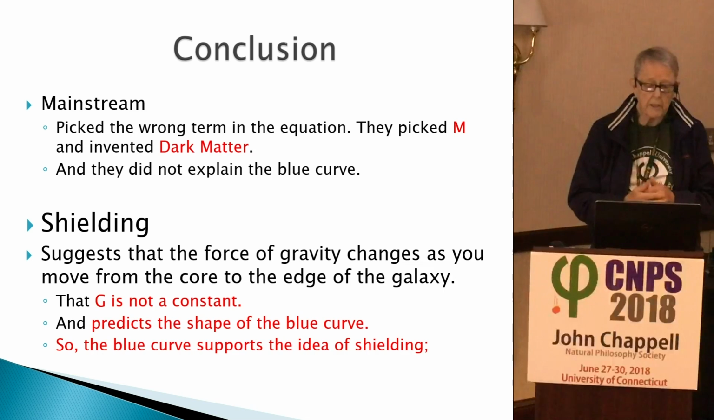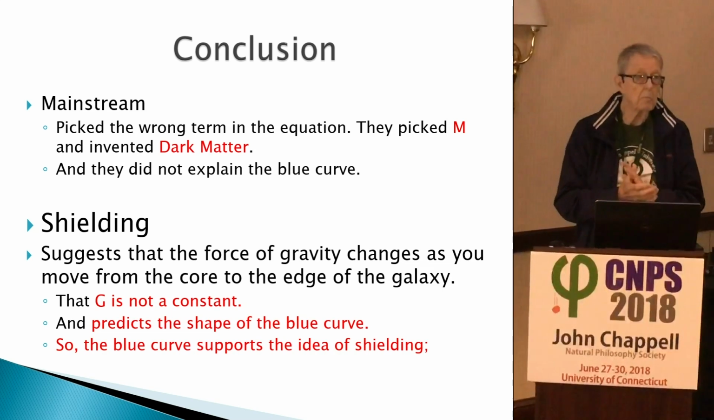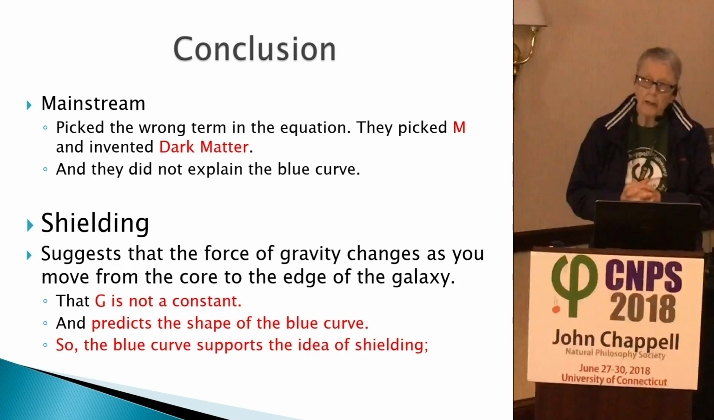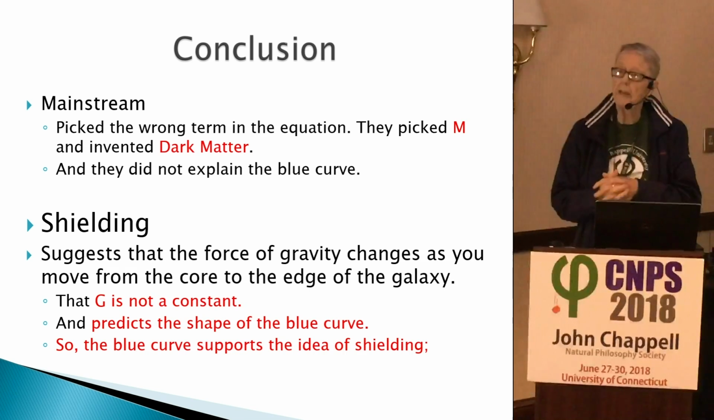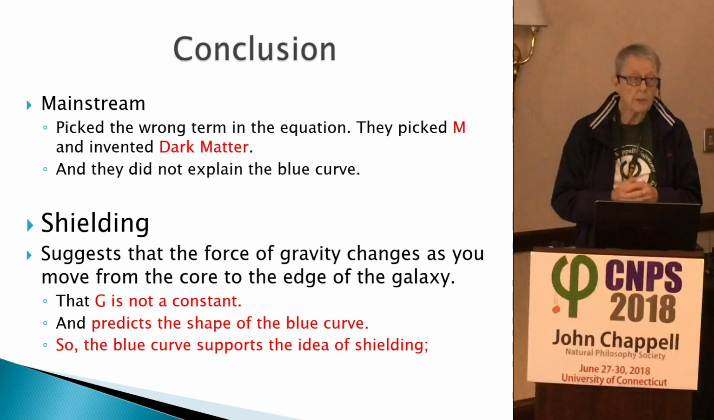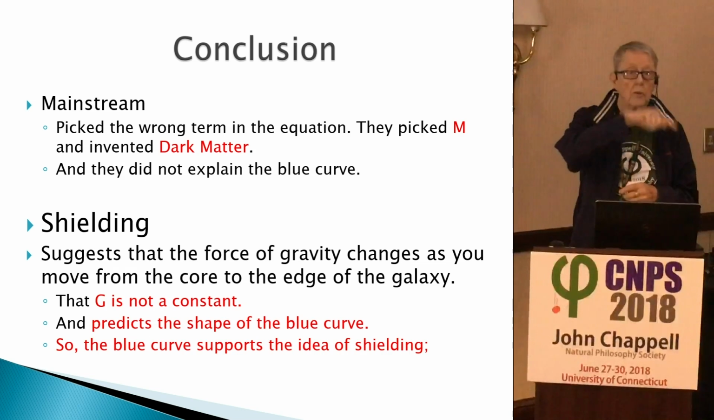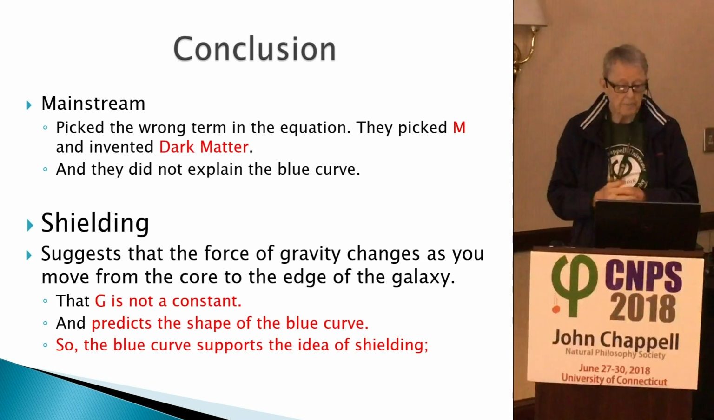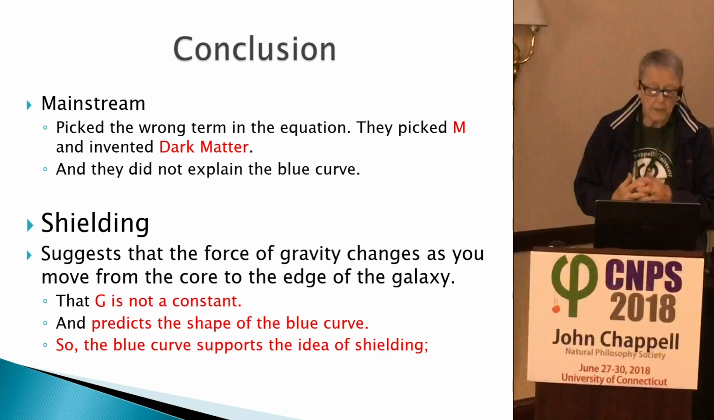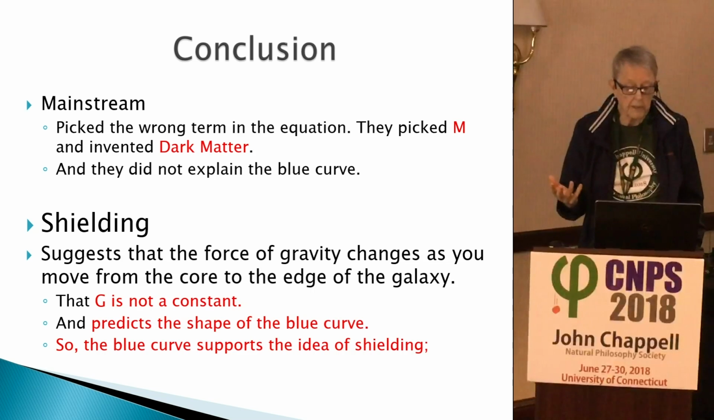Okay, my conclusion is that mainstream picked the wrong term. They picked M and invented dark matter. And I'm saying that by virtue of shielding and the distributed mass, you may be able to not only explain the velocity at the edge of the galaxy, but you may be able to explain that curve. Shielding suggests that the force of gravity changes as you move from the core to the edge of the galaxy. Therefore, G is not a constant.